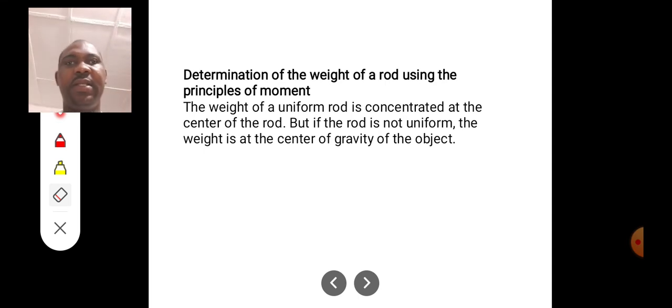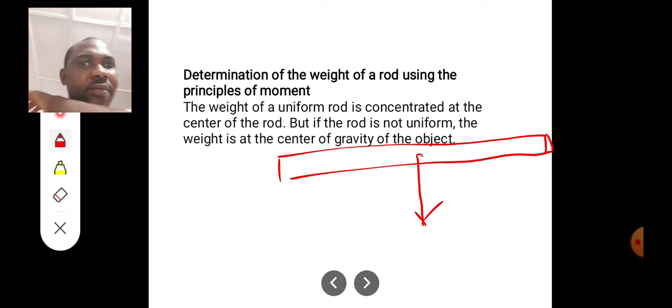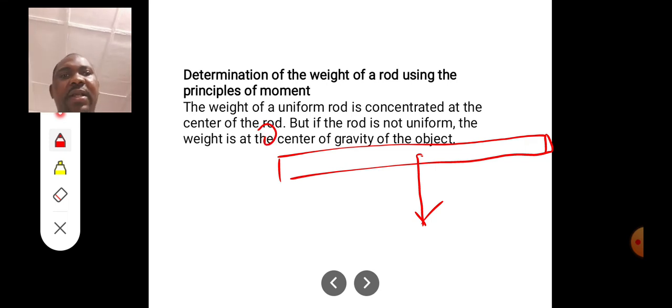Now, the next is determining the weight of a rod using the principle of moment. The weight of a uniform rod is concentrated at the center of the rod. But if the rod is not uniform, the weight is at the center of gravity of the object. So when you say a rod is a uniform rod, let's assume that you have a rod this way. Uniform means that the quantity of matter is evenly distributed. So the weight will definitely be at the center. If the mark here is 0 and here is 100, it means that the weight is concentrated at 50.